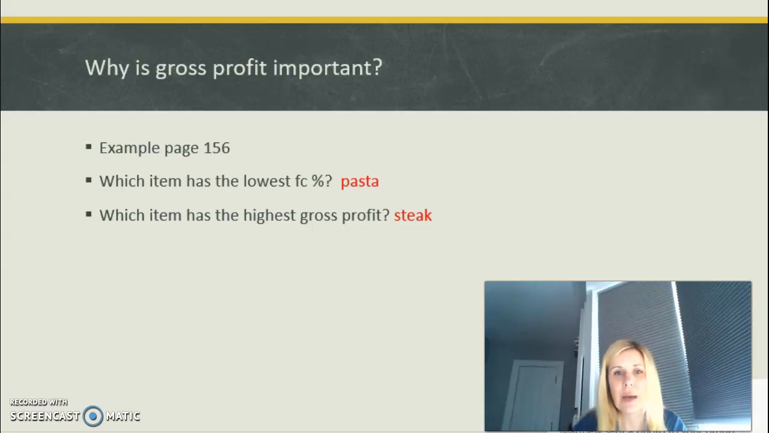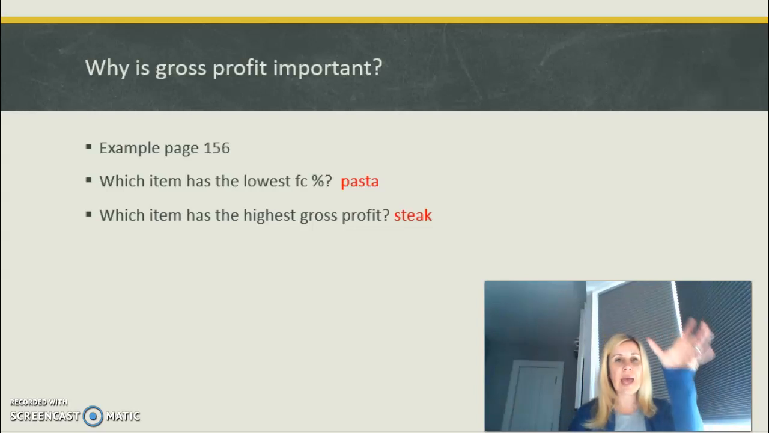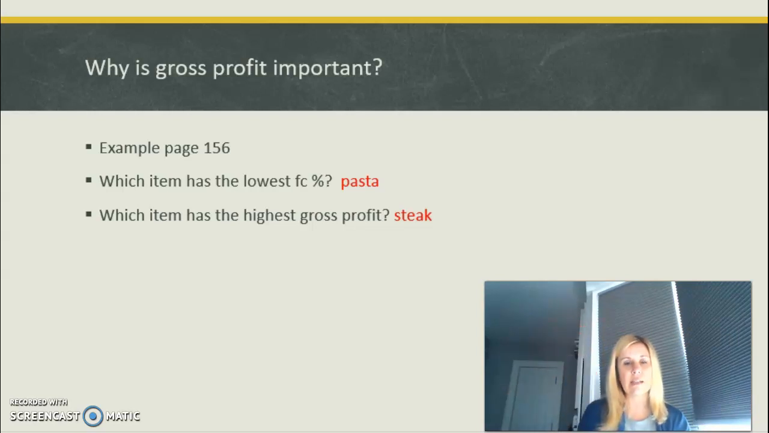We like to use something we call a menu mix, which is when you add everything up, right? You add up all the number of pastas that you sold, all the number of steaks that you sold, and you average all of their food costs. We like our average food cost to be around 30%.